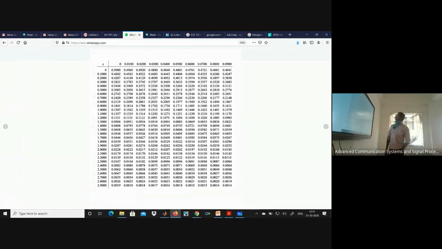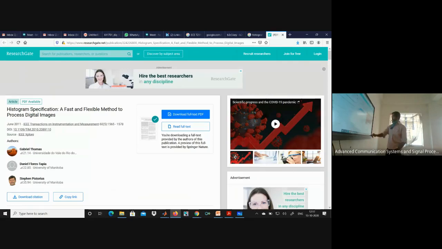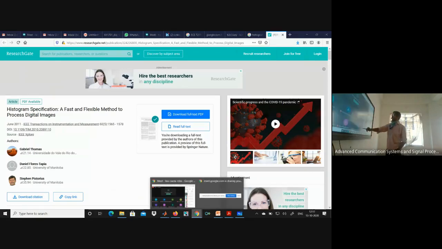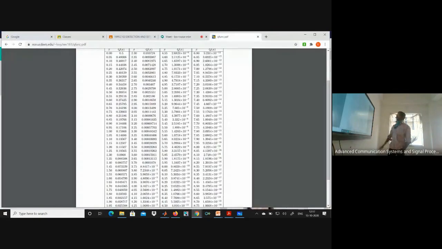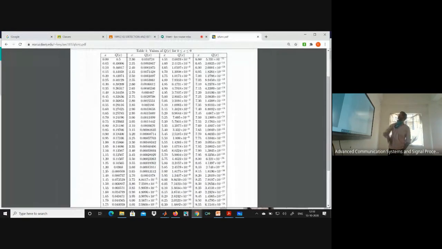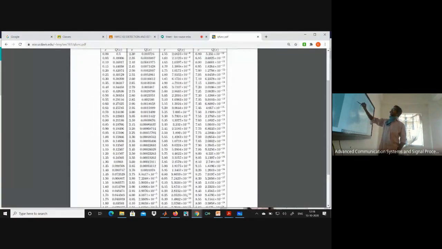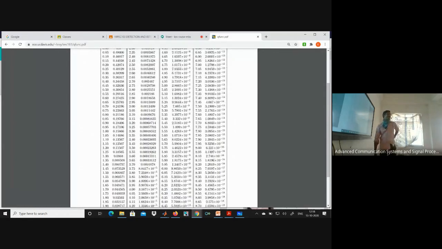Now I'll try to show you one more PDF. I believe it is here. The PDF is over here. This I have downloaded from some website. If you are provided with such tables, then you can have the x value and the Q of x value. It is straight away mentioned over here: x value and Q of x value.